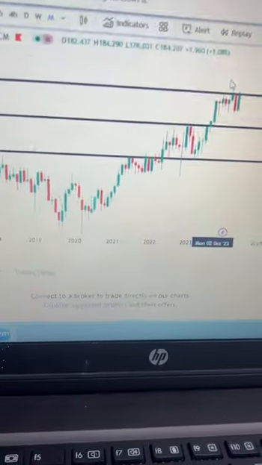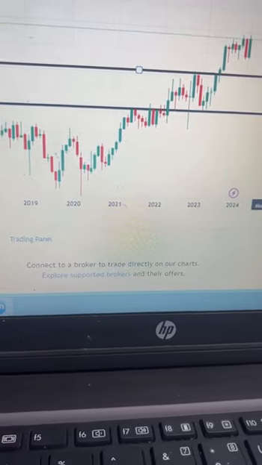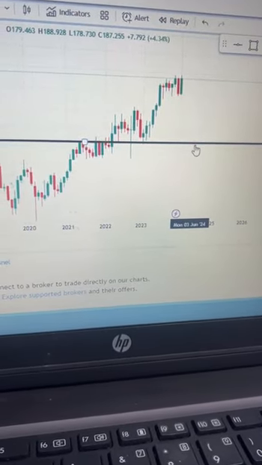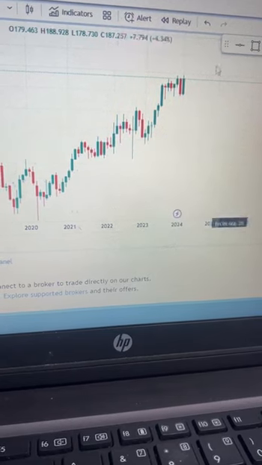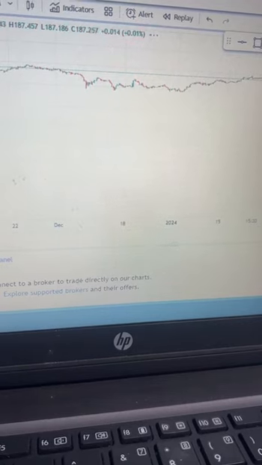Now let me show you something. Let's first go to the 8-hour time frame. Go to your 8-hour time frame in the JPY. If you come to the 8-hour time frame, that's my 8-hour time frame.